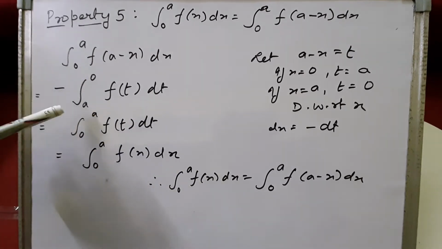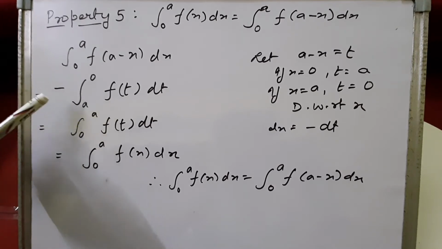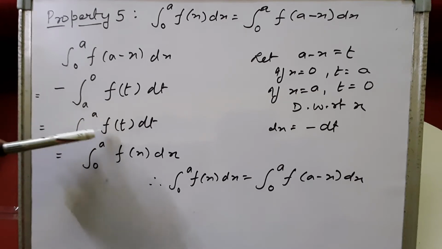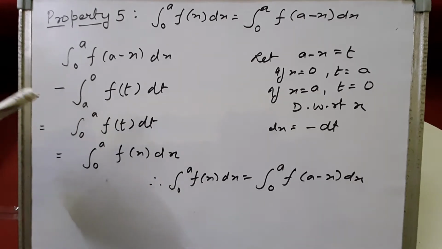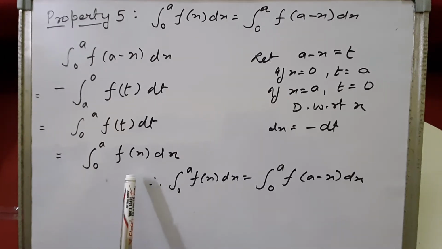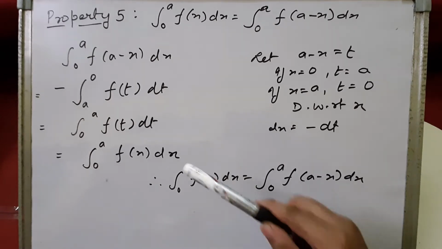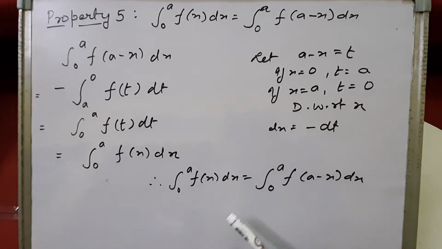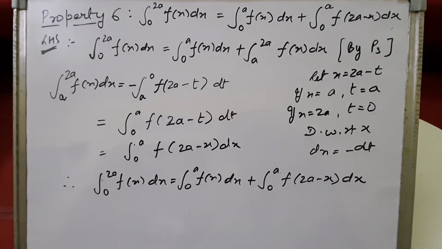Right. Now again, using property 2, we interchange the limit, the minus sign will come out and this minus minus will become plus. So it will become integral 0 to a of f(t) dt. Right. Again, using the first property, we can say that integral 0 to a of f(t) dt can be written as integral 0 to a of f(x) dx. So we have proved that this is the left hand side: integral 0 to a of f(x) dx equals integral 0 to a of f(a minus x) dx. Alright children, please note down.